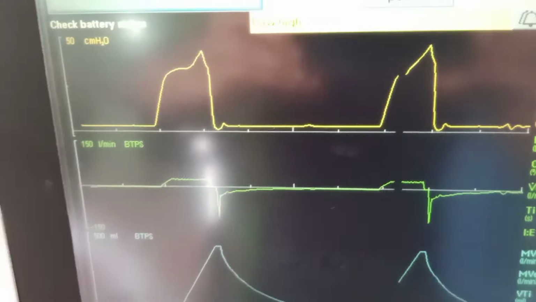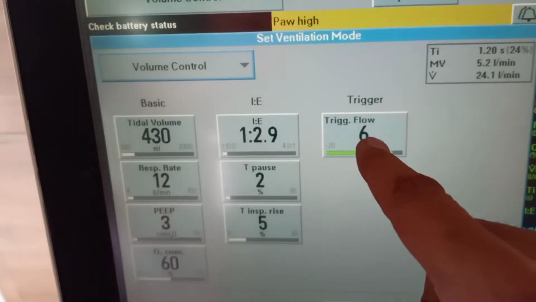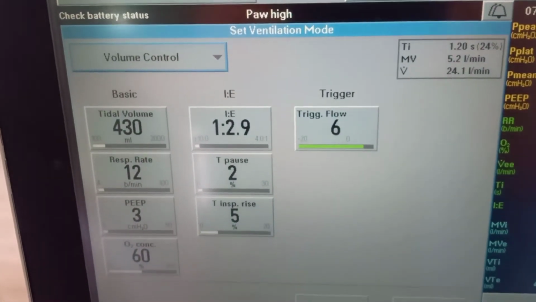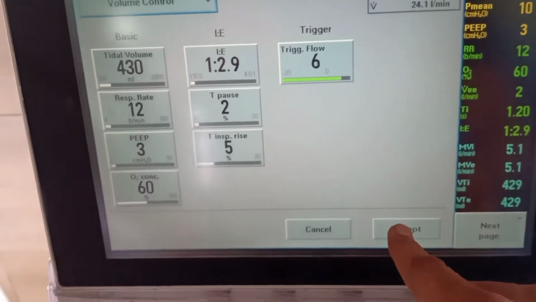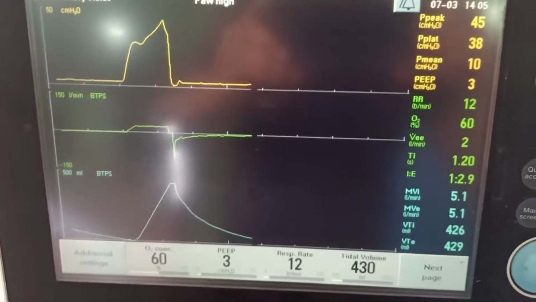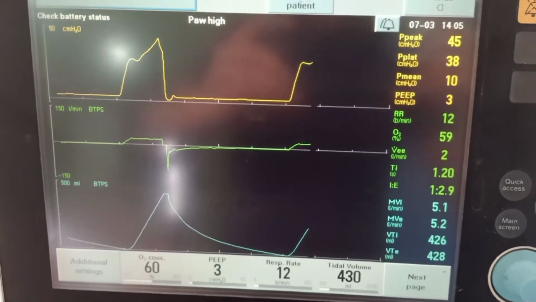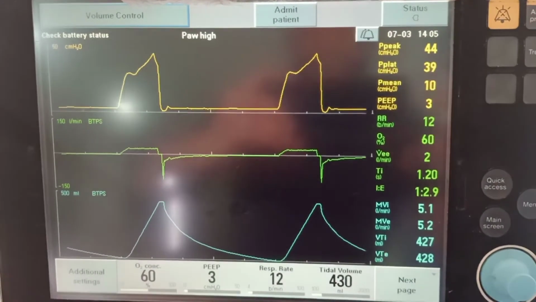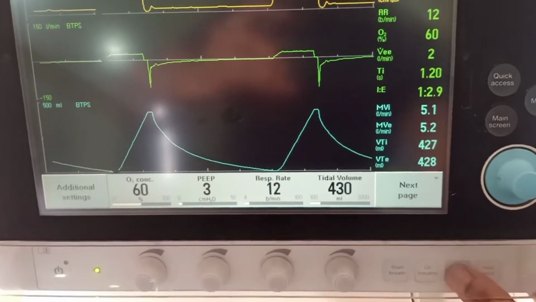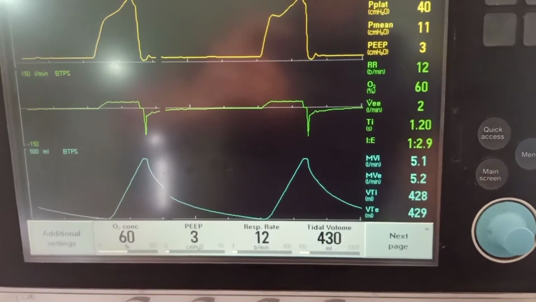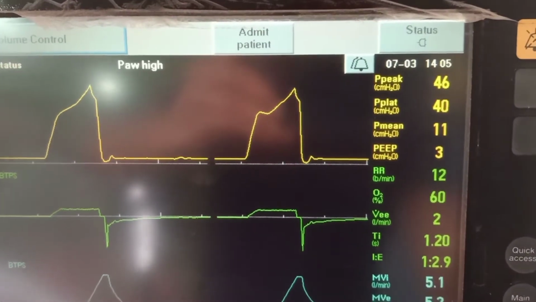and there are no triggers despite a very sensitive trigger setting of flow of 6. This is very likely due to dynamic hyperinflation and auto PEEP, which does not allow the patient to trigger very easily. To measure the auto PEEP, we'll just put an expiratory hold and we'll see how the PEEP changes.